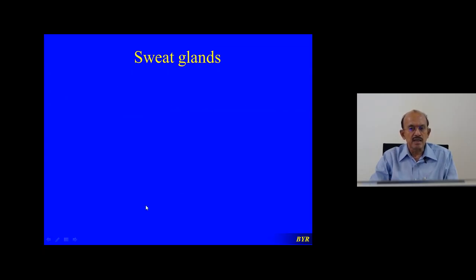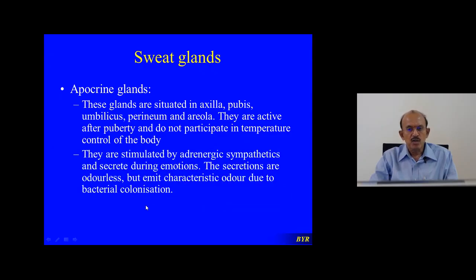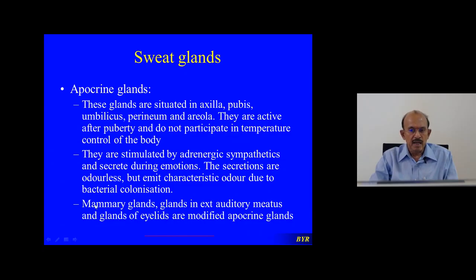The other type of sweat glands is the apocrine glands. These glands are situated in the axilla, pubis, umbilicus, perineum, and areola. They are active after puberty and do not participate in temperature control of the body. They are stimulated by adrenergic sympathetic fibers and secrete during emotions. The secretions are odorless but emit a characteristic odor due to bacterial colonization. Mammary glands, glands in the external auditory meatus, and glands of eyelids are all modified apocrine glands.